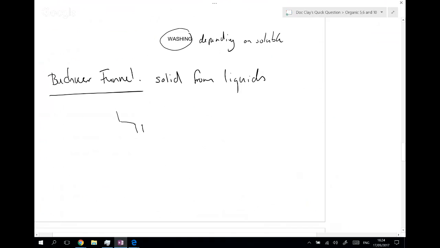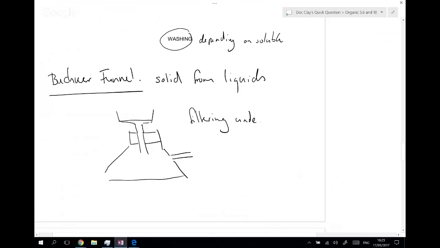Certainly, if I were you, I'm really bad at drawing these, but this would be good enough to get me the mark. A key thing about your Buchner funnel here is that you put your sample in the top, and you are filtering under reduced pressure.